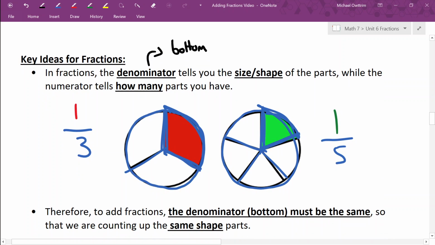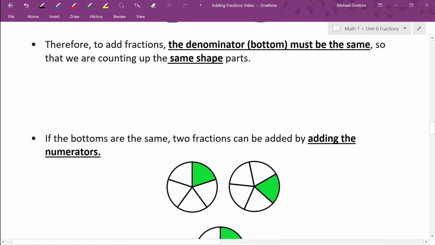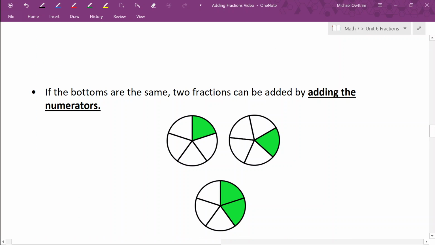Now, since we know we can only add things that are the same as each other, and the bottom tells us the shape of the parts, when we are adding fractions, the denominator, or bottom, has to be the same so that we are counting up the same shape of our parts. Once the bottoms are the same, we can just count up how many parts we have, and that means that we're going to add the numerators.